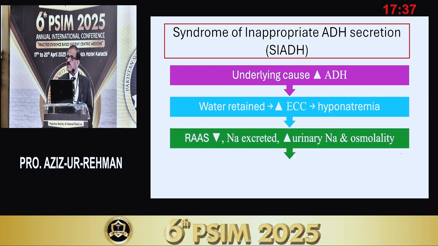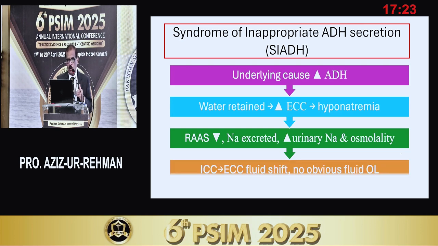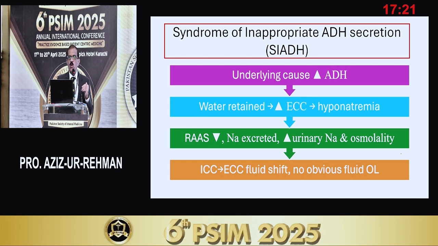And once there is an expanded extracellular compartment, RAS will be suppressed, and that would increase sodium excretion because it is not retaining, and urinary sodium is increased, and urinary osmolality is also increased. So intracellular water is shifted into the extracellular compartment, but no obvious clinical features of volume overload. So you wouldn't have edema, you wouldn't have engorged neck veins, you wouldn't have effusion or ascites. And that's it. We call it euvolemic, but actually fluid is slightly in excess.